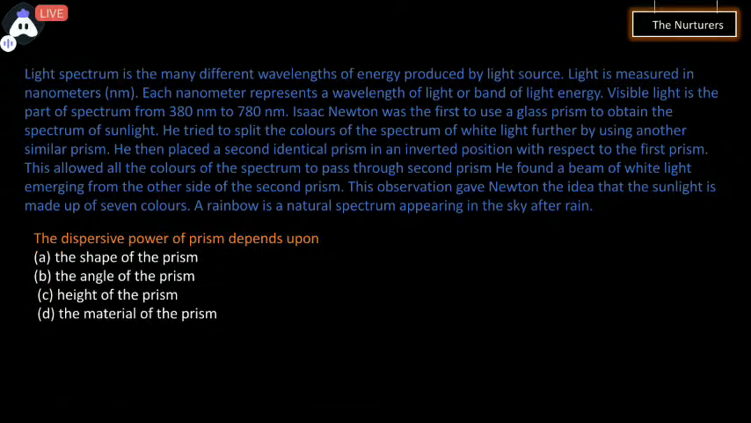Moving ahead to the next. The dispersive power of prism depends upon. Now you need to be careful and let me know the answer. The dispersive power of prism depends upon A. The shape of the prism. B. It could be the angle of the prism. C. It is the height of the prism. Or D. The material of the prism. Your answer needs to be fast. You need to tell the correct answer quite fast. Hurry up. The dispersive power of prism depends upon.